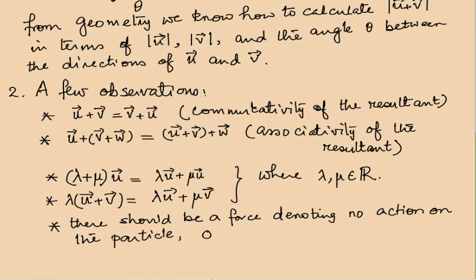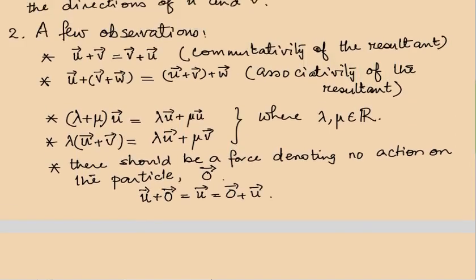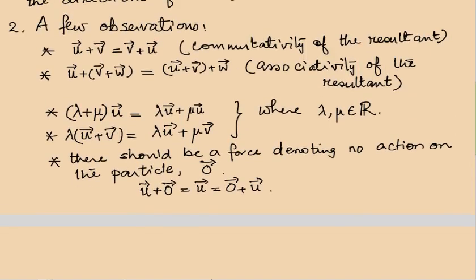And which we will write as 0. So what does it mean? For every force, the resultant of this and the 0 force must be the same as u itself. And then I should have the inverse force.